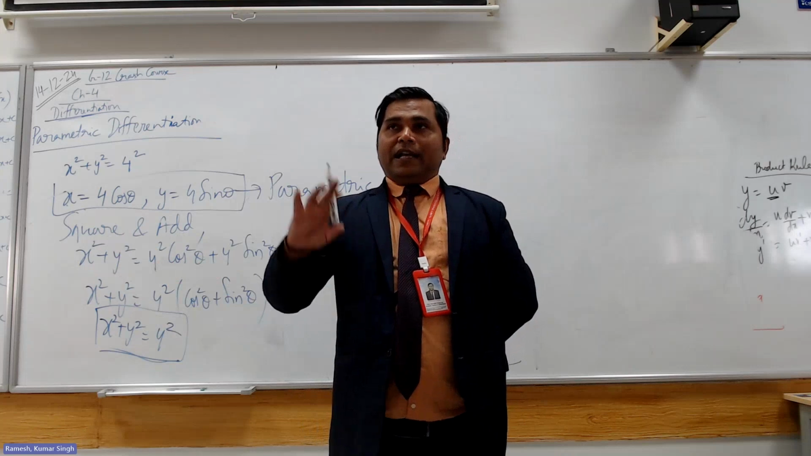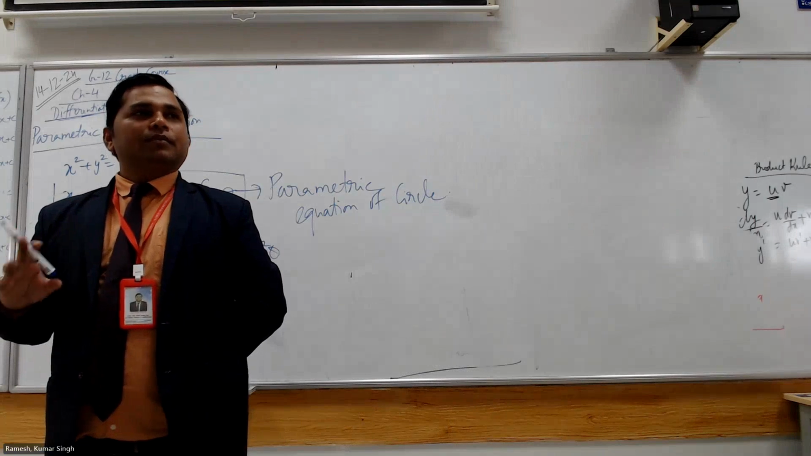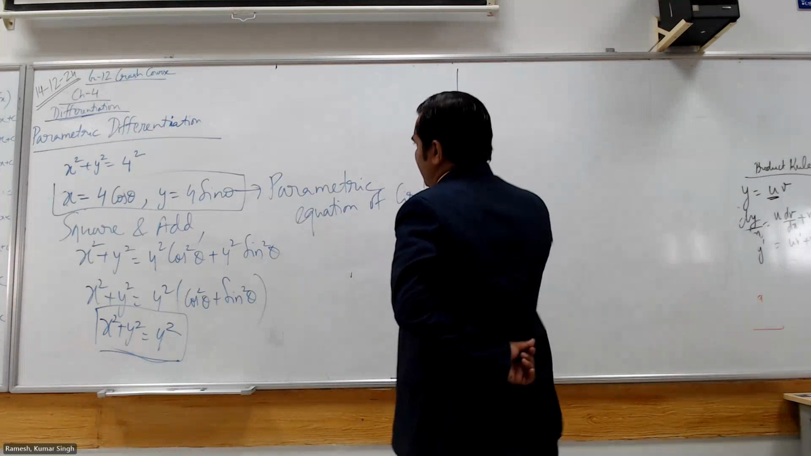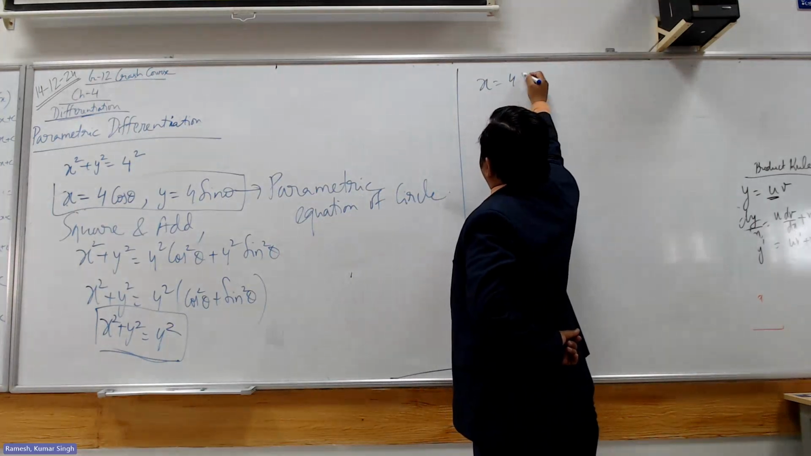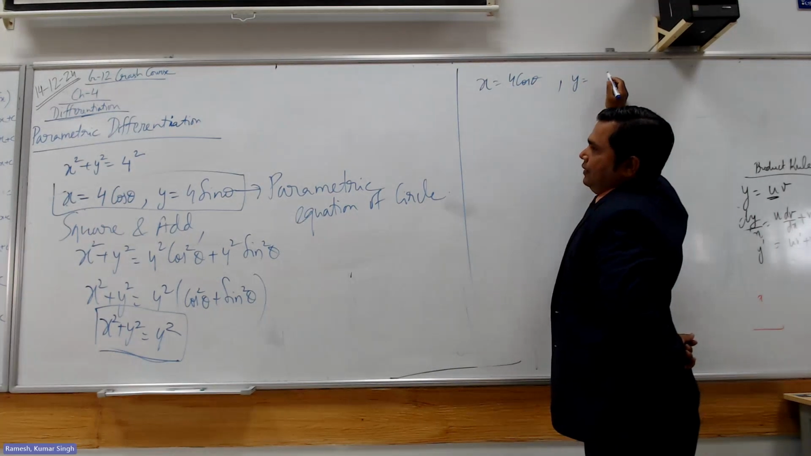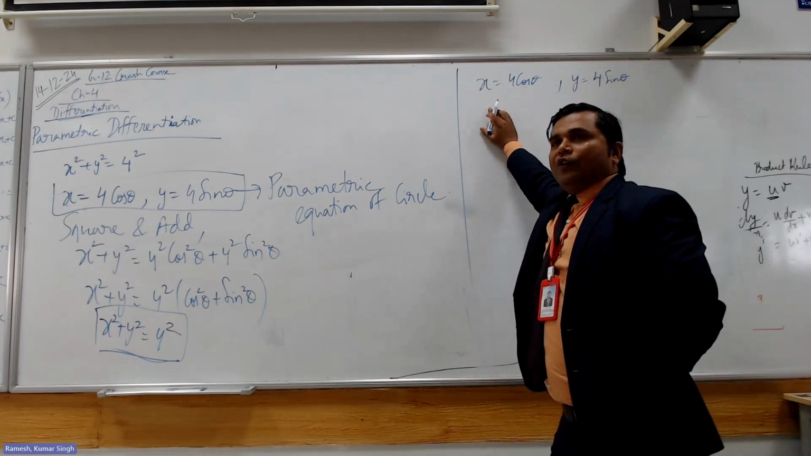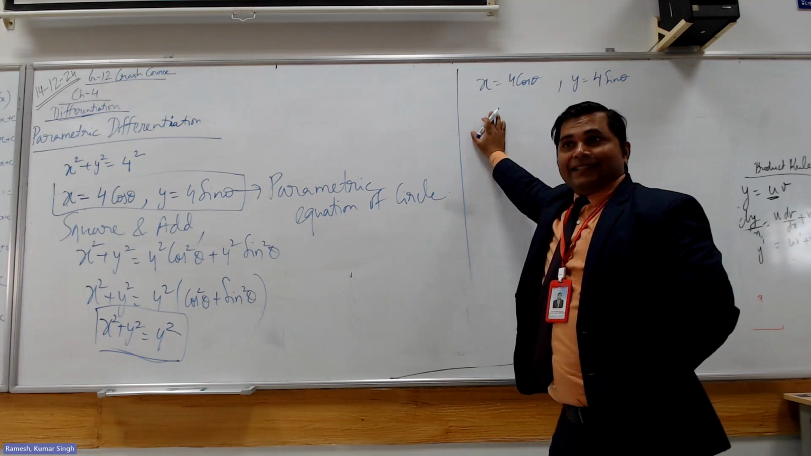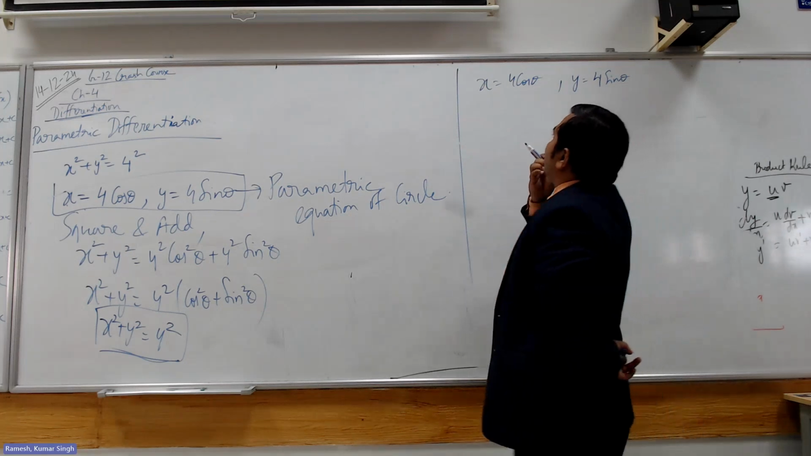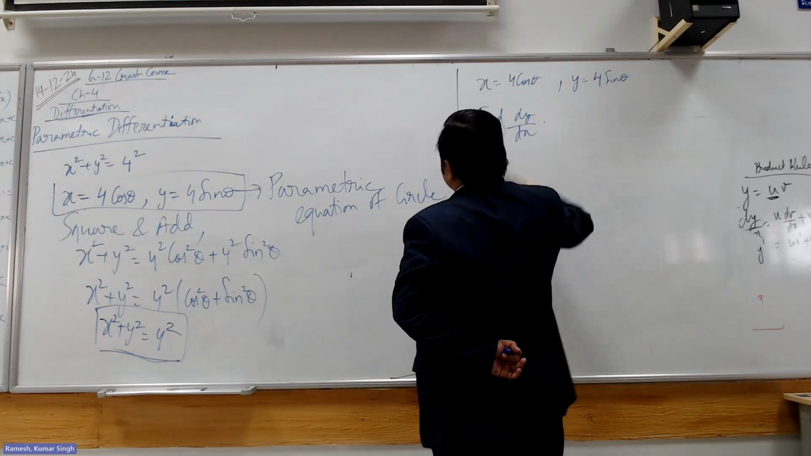Now we're gonna learn, if the parametric form is given, how do we differentiate parametrics? Clear? Let's take this example. x is given in terms of theta, 4 cos theta, and y is 4 sin theta. What we need to find is dy over dx. x is given in terms of theta, y is given in terms of theta. We want to find dy over dx.